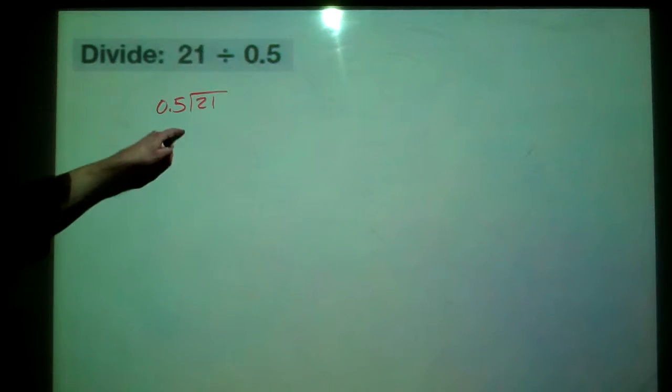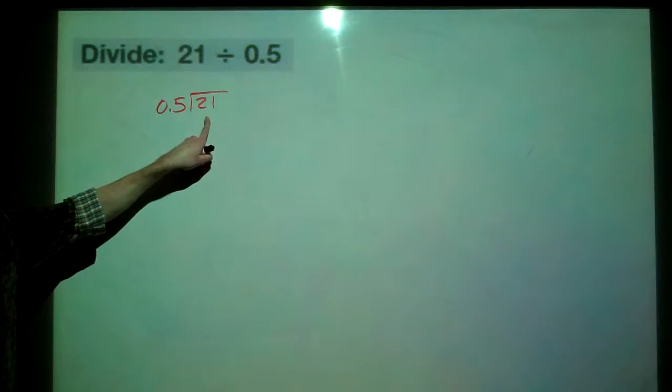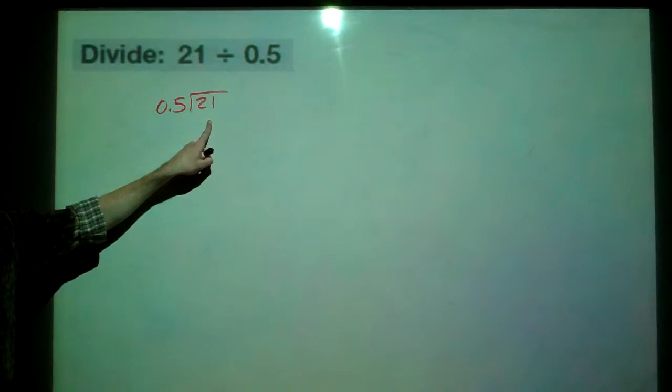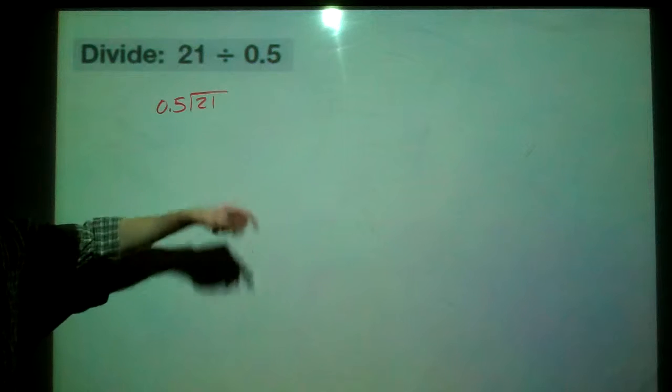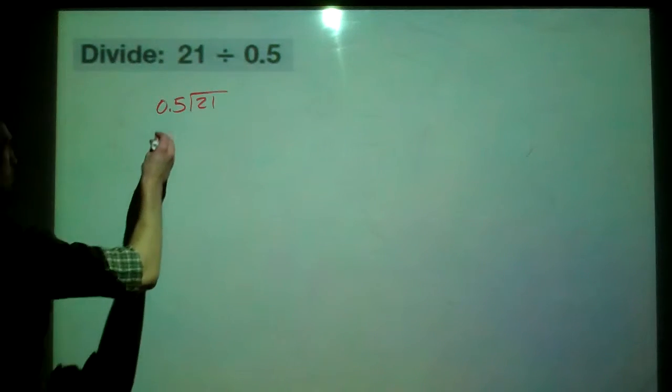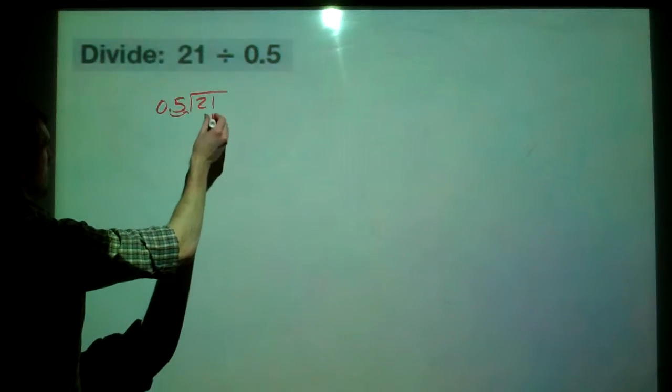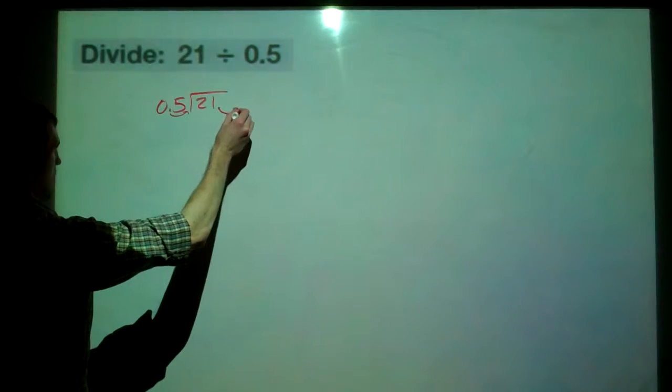So this is basically saying how many halves go into 21? Well, we know that the number 1 goes into 21 one time, so there should be double the amount of halves that go in there. And we'll see that that should be the case because we're going to move this over, and we're going to take this decimal and move it over.